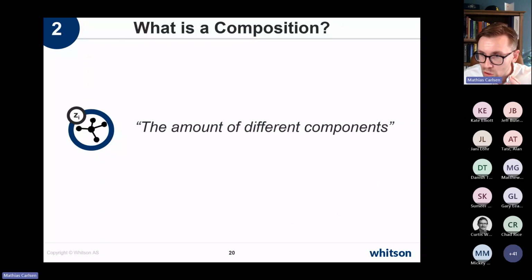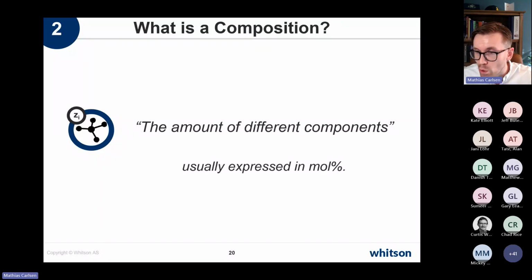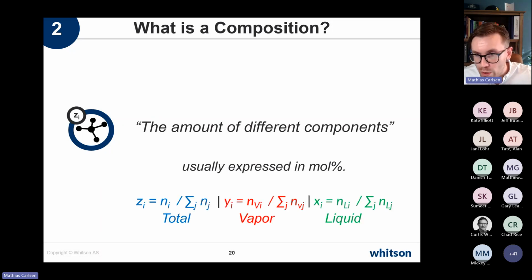But it's nothing else than just the amount of different components that we usually express in terms of mole percent, okay? If we're looking at a total reservoir fluid, we typically use the symbol Zi. If you're looking at the vapor phase, we use the symbol Yi, and if we are talking about a liquid, we're using the symbol Xi.